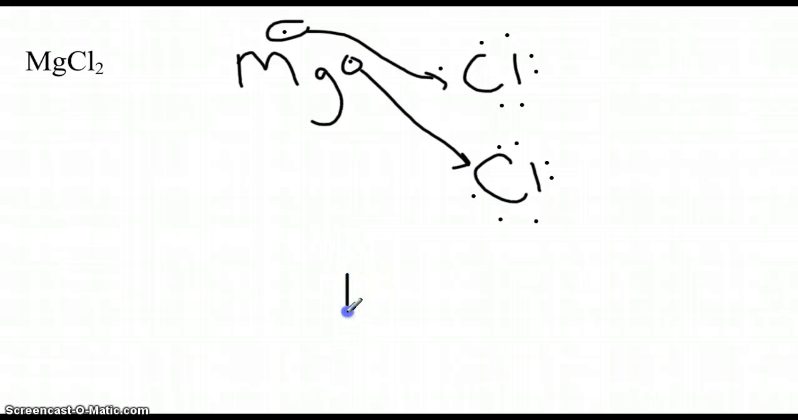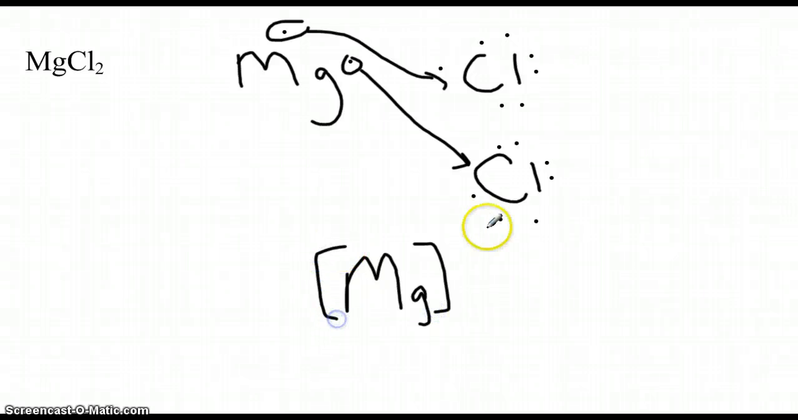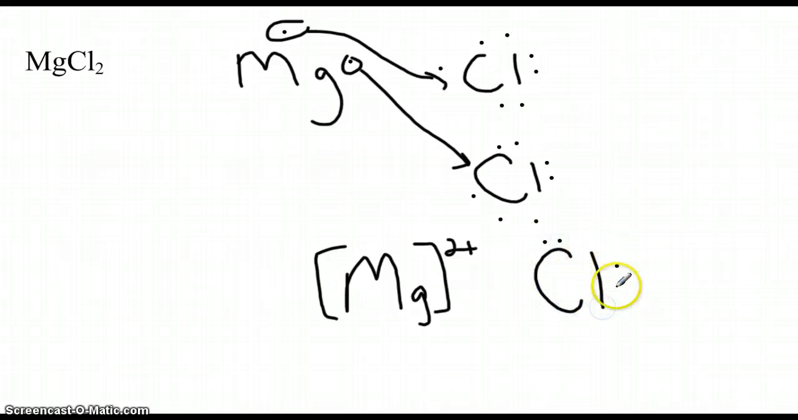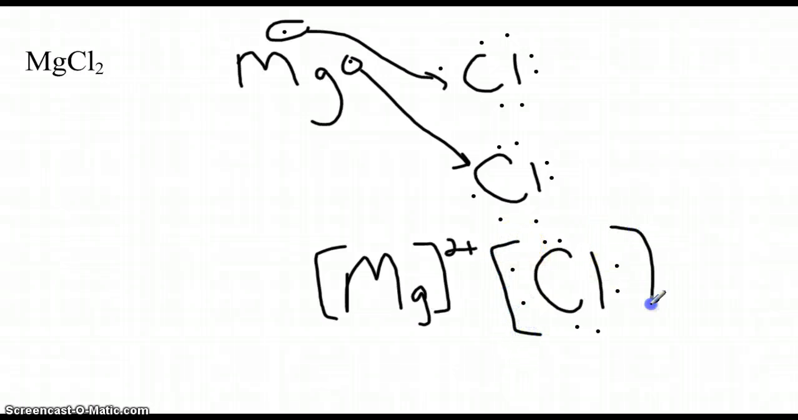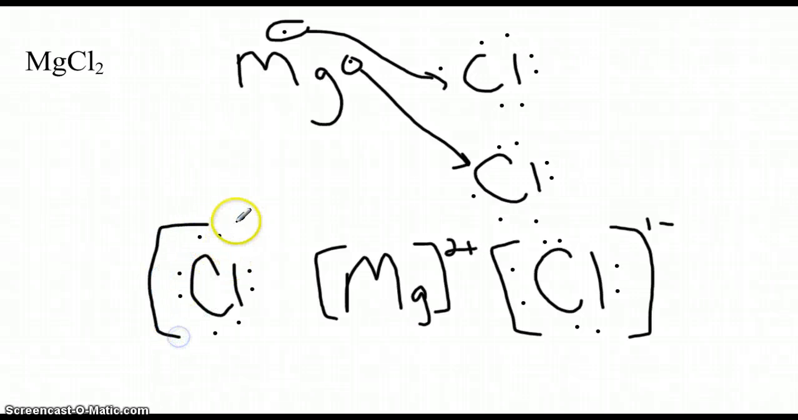So what we end up seeing is that we have magnesium, and because it's an ion, I'm going to put it in brackets, with a +2 charge. Each of the chlorines will have their 8 valence electrons with brackets and a -1 charge. Now I'm going to put the other chlorine over here because if you remember, like charges repel, and so those 2 chlorines don't really want to be next to each other.